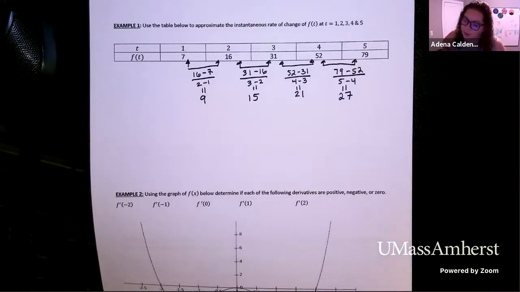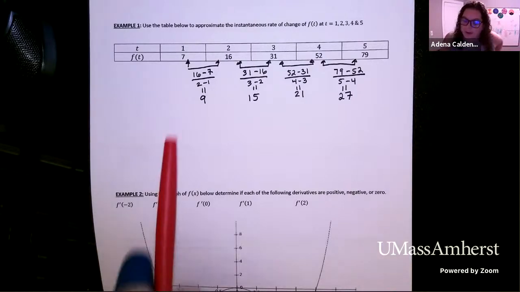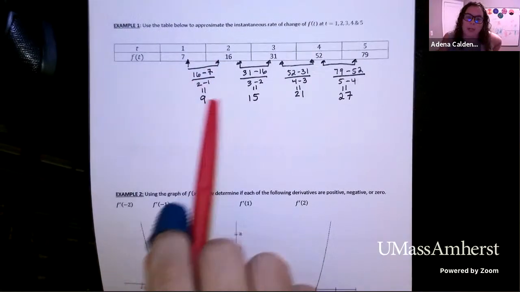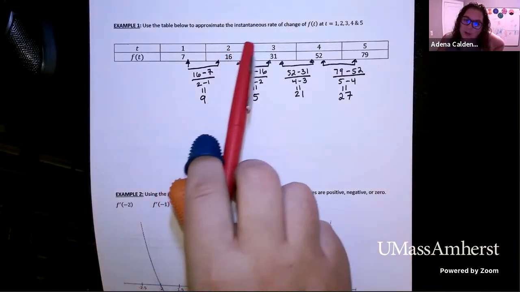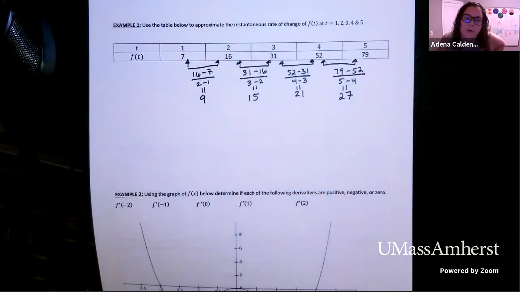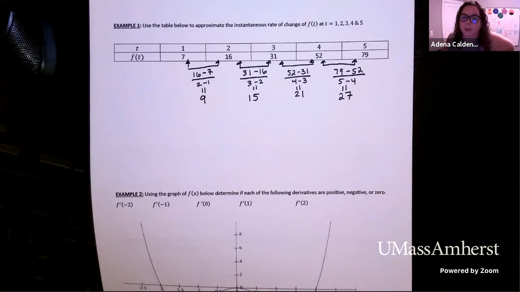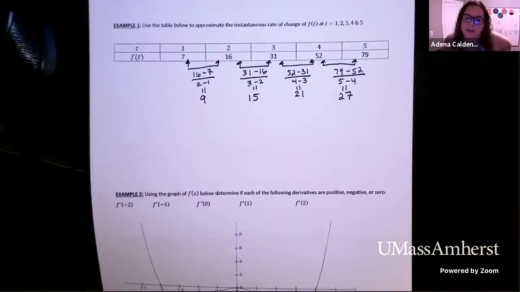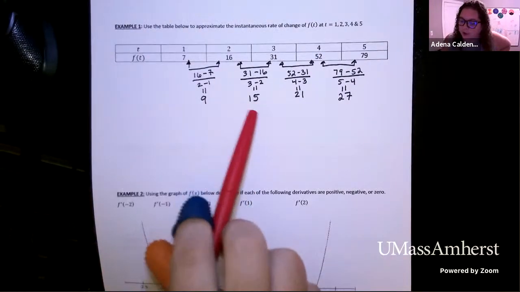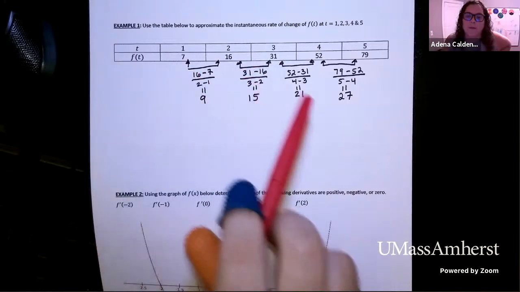All right. So what I did here is I did the calculation between each of the 2 points. So for example, if I was looking for the average rate of change from t equals 2 to t equals 3, I'm going to do f of b minus f of a over b minus a, which is the change in the dependent values over the change in the independent values. So here that would be 31 minus 16 divided by 3 minus 2, which gave me an average rate of change of 15. And so I did that for all the points.